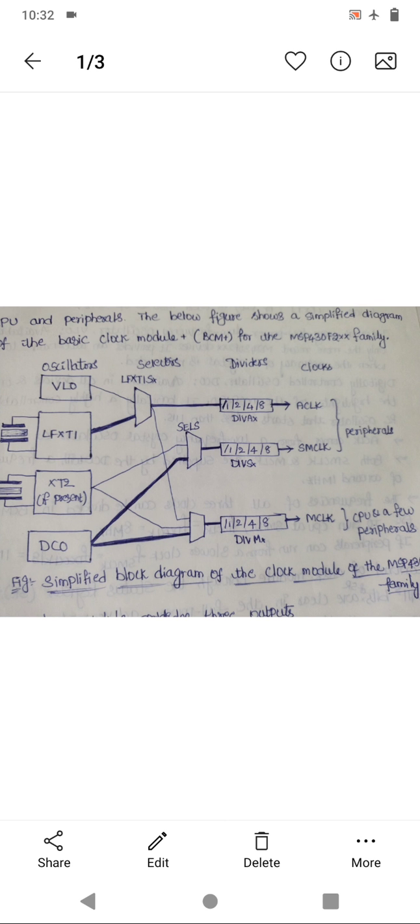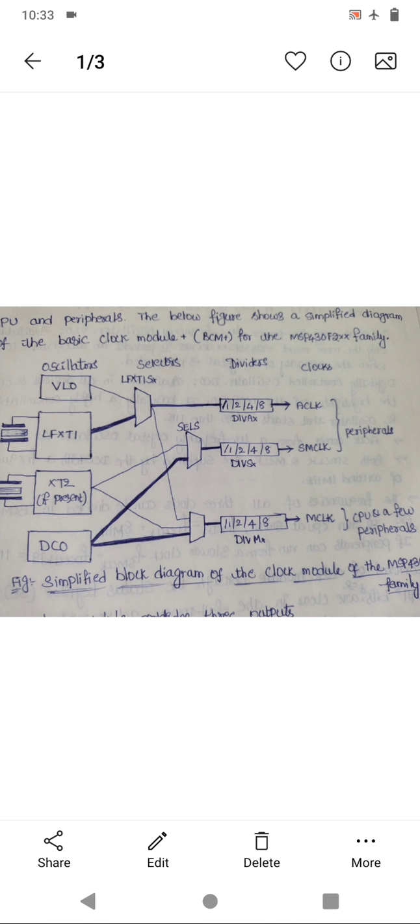Normally this clock module provides three outputs. Look at the figure. Those three outputs are ACLK, SMCLK, and MCLK. So what is MCLK? That is nothing but the master clock. MCLK is the master clock that is used for the CPU and a few peripherals.